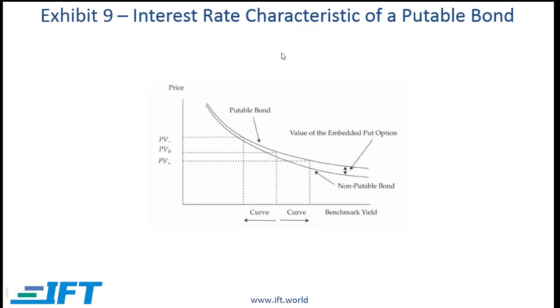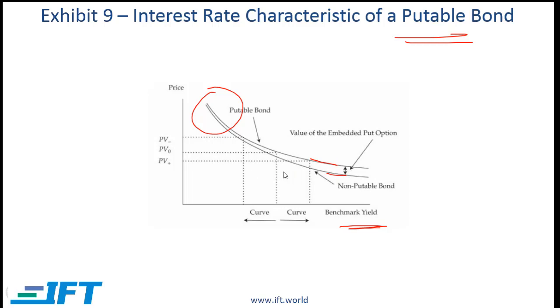Exhibit 9 in the curriculum shows a puttable bond. With a puttable bond, at low interest rates, there isn't much difference between a regular bond and a puttable bond. That's this region. And the reason is straightforward. At low interest rates, investors are not likely to put the bond back in the lap of the issuer. So investors are likely to hold on to the bonds and not return them to the issuer. But at high interest rates, that is where the difference comes in. At high interest rates, investors are more likely to return the bond. That's why there is a difference.